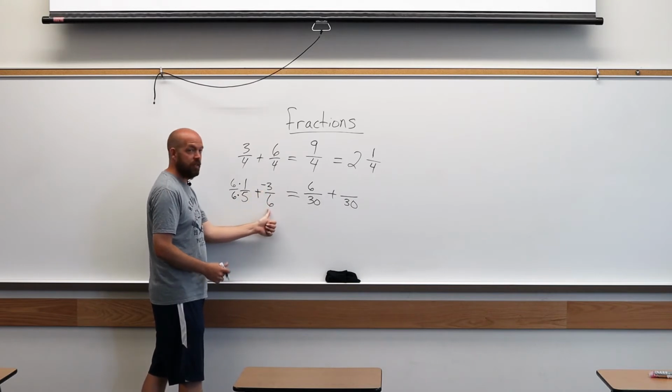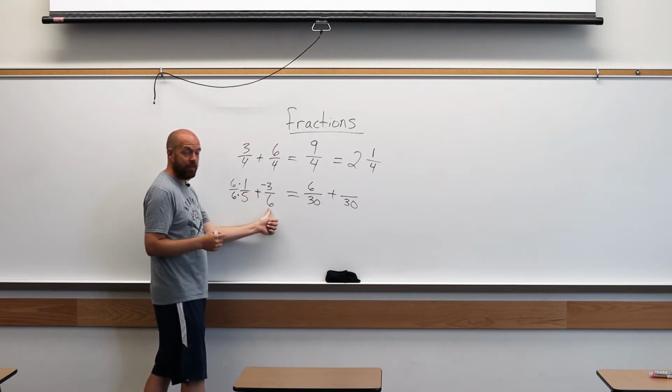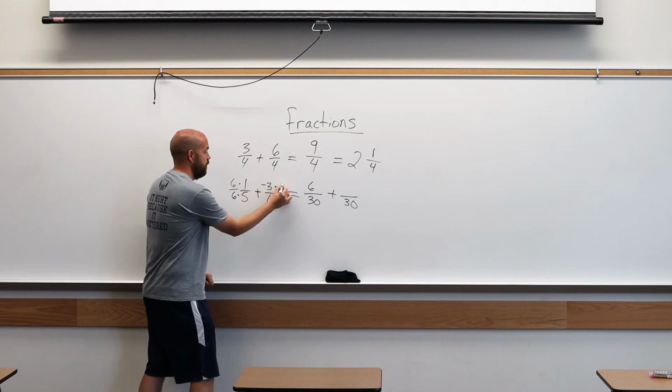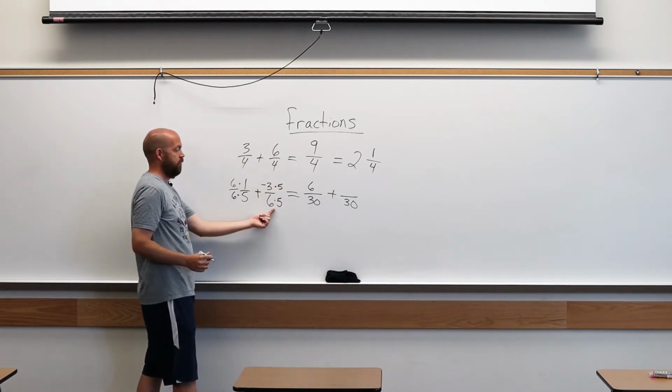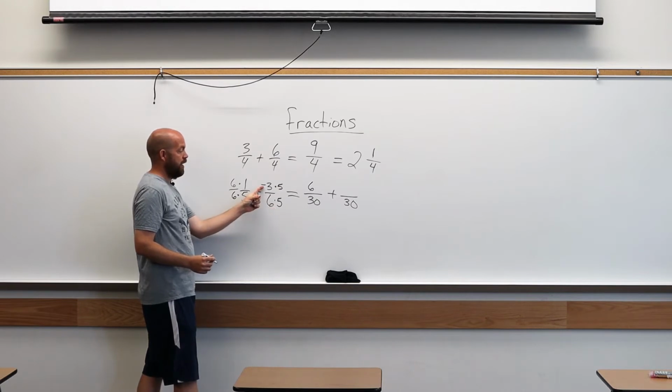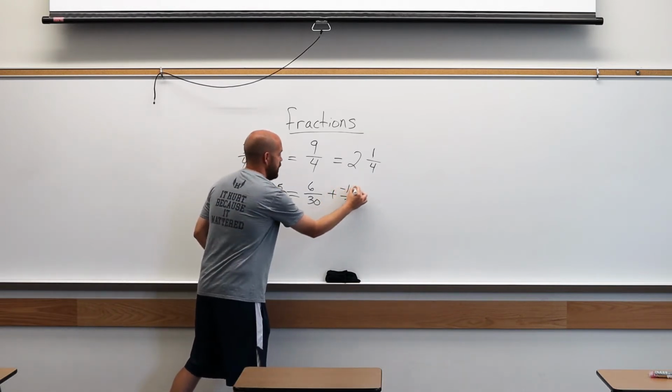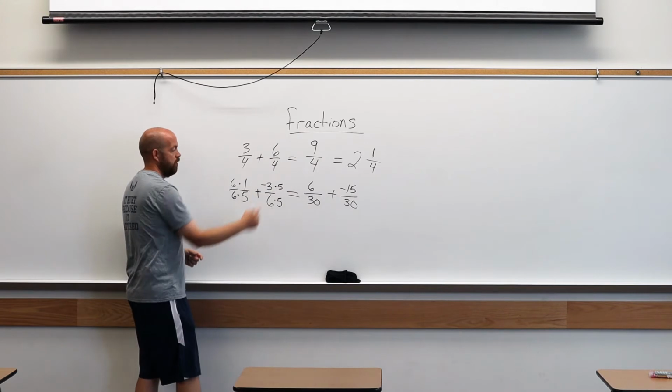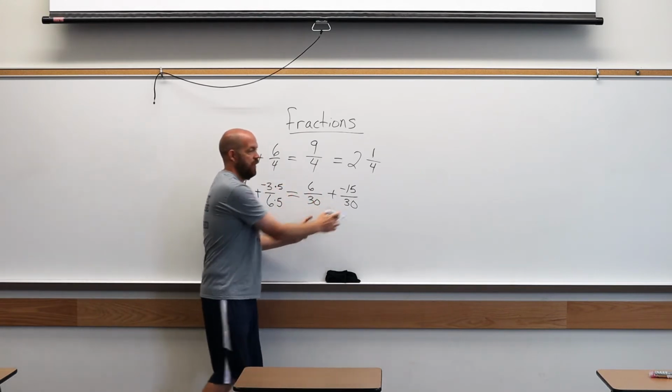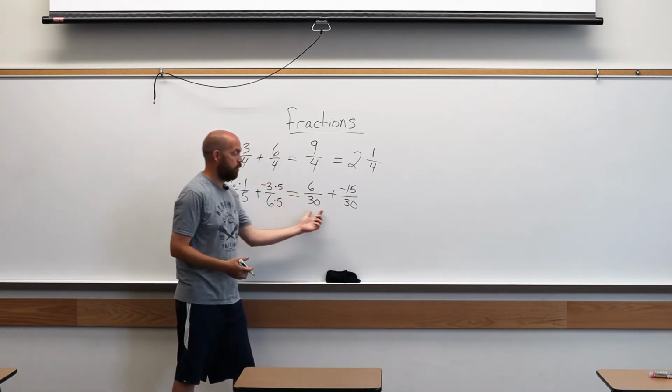Negative 3/6. So we multiply this by a 5 to make this a 30. Whatever I do on the bottom, I have to also do to the top. So I multiply the numerator and denominator by 5. Negative 3 times 5 is negative 15. 6 times 5 is 30. Now I have two fractions that have the same denominator, so I'm able to combine them together.